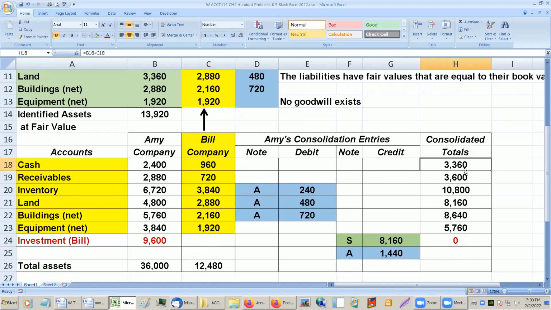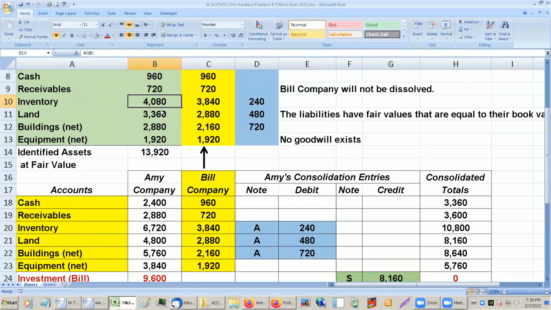Just a question. How did he get it 10,008? Good question. We took the 67 plus the 3840 plus this 240. And that 240 was to get us up to 4,080. So we had to add this on the books because Bill has this on the books at the lower amount. And we wanted to get Bill's portion up to 4,080. So we have to add 240 to it.